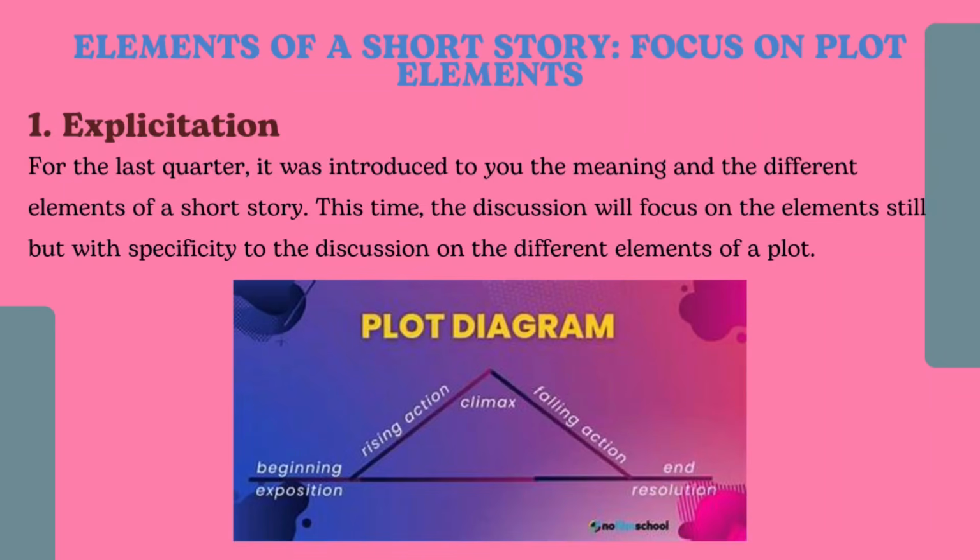Let us tackle about the elements of a short story or focus on the plot elements. Number 1 is the explicitation. For the last quarter, it was introduced to you the meaning and the different elements of a short story. This time, the discussion will focus on the elements still, but with a specificity to the discussion on the different elements of a plot. As you can see, this is the plot diagram. We have the beginning or the exposition, the rising action, and then the climax, the falling action, and the end or the resolution.